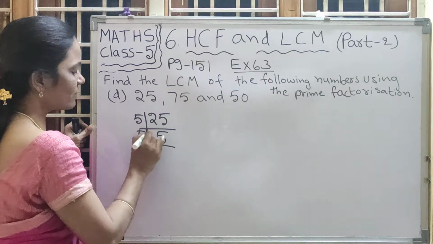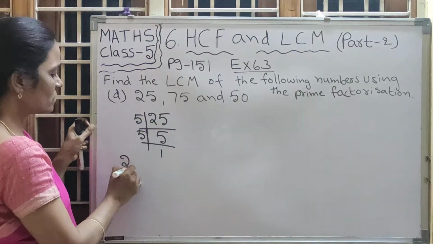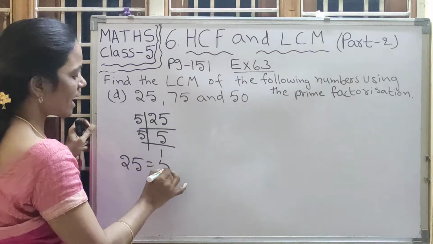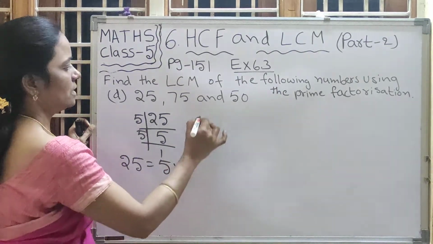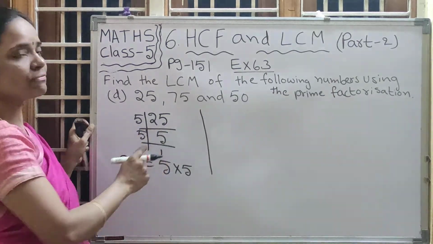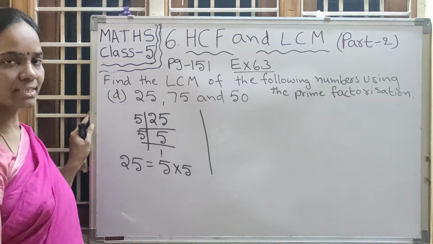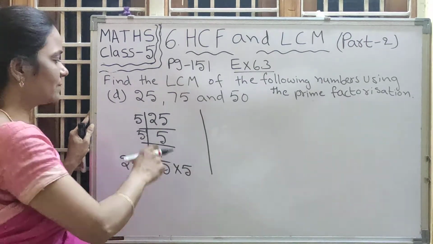Next 5. 5 1s are 5. So what are the factors of 25? 25 is equal to 5 into 5. Understood? 5 5s are 25. 5 1s are 5. Till you get 1, we have to use the division method, which means finding the prime factors of the given number.